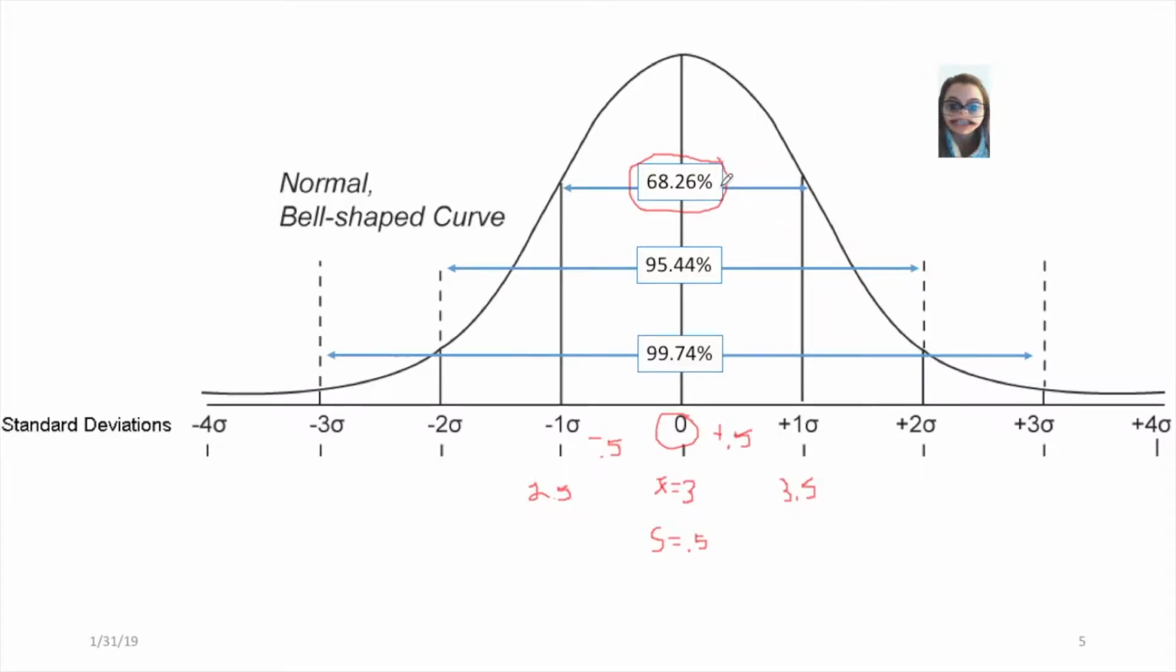In terms of percentages then of the normal curve, we would expect in the population approximately 68% of people would score somewhere between a 2.5 and a 3.5 if our standard deviation is 0.5. It's essentially saying on average people score a 3 plus or minus 0.5 points.